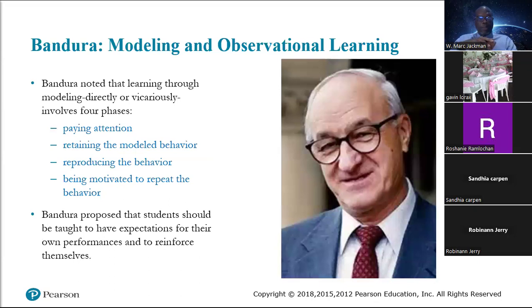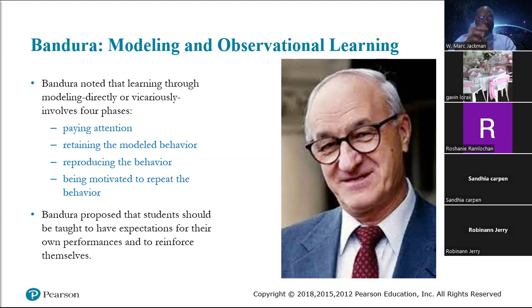Albert Bandura was the main proponent, and he noted that individuals learn through modeling, or vicariously observing others, through four phases. They pay attention, they retain the behavior that they saw, they reproduce the behavior, and of course, they are motivated in one way or the other to repeat the particular behavior. So you find that children writing on the board, you teach them to write, and they want to write just like Miss, or they want to write just like Sir. And they come to you and say, Miss, look, I do it like yours, or Sir, look, I do it like yours, and they want that reinforcement.